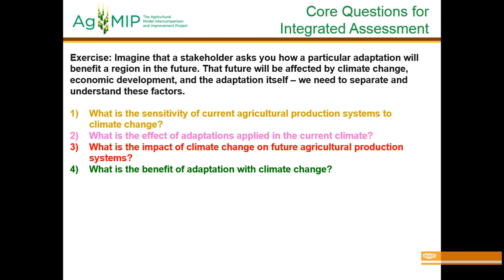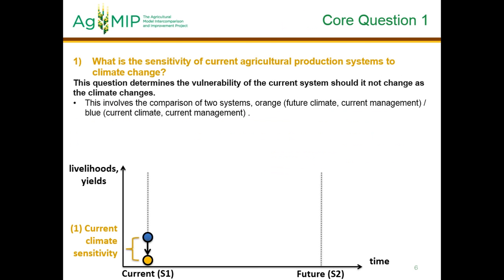So if we want to understand what's happening, we can't throw everything together because it will be very hard to separate. So what we've done here is we've created these 4 core questions for integrated assessment that will help us to separate and understand these various factors. So the questions end up being these 4 here, which you'll see are similar to what we had in phase 1. And I'll go through these in more detail after I summarize them here.